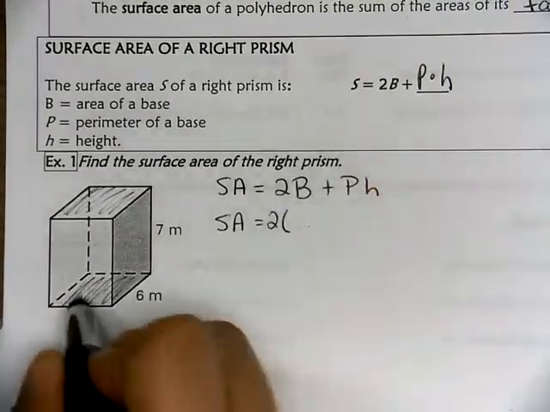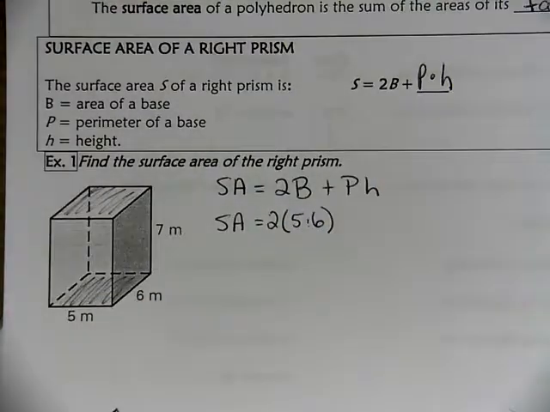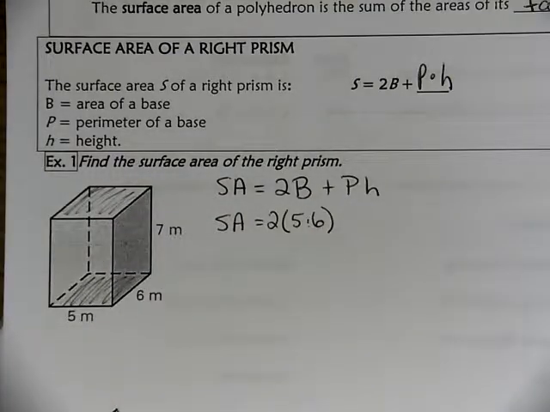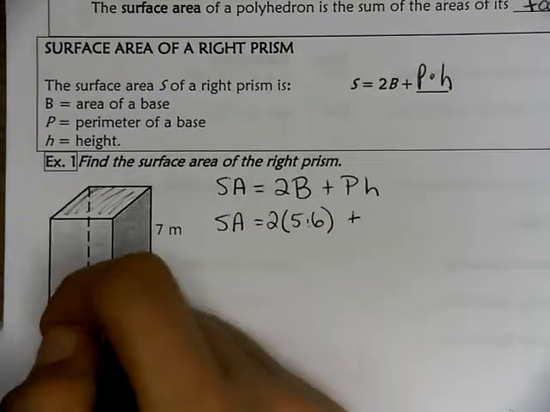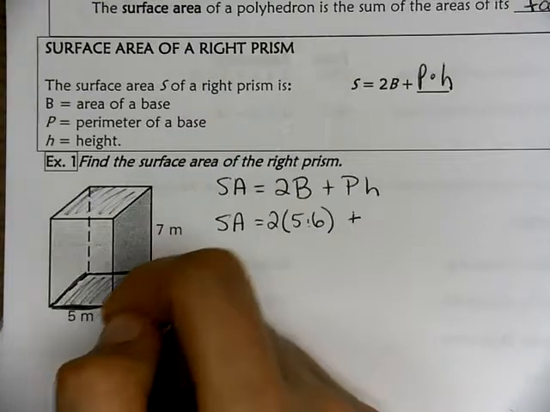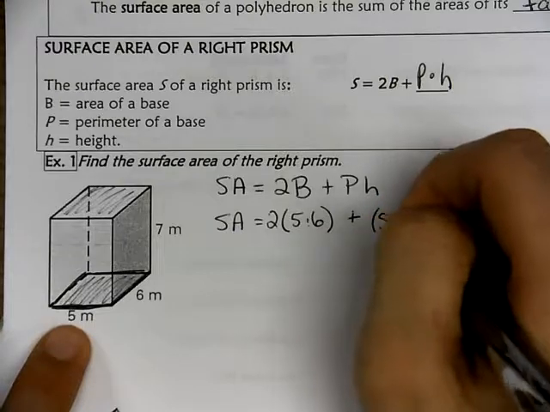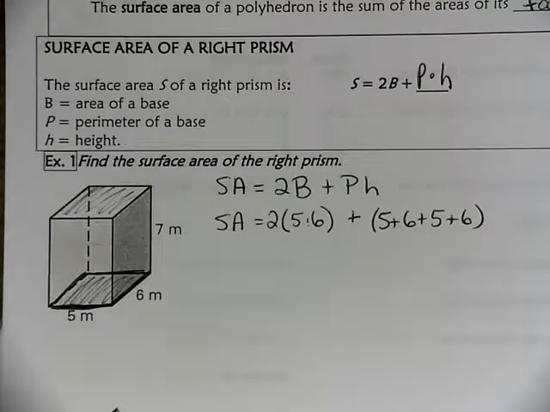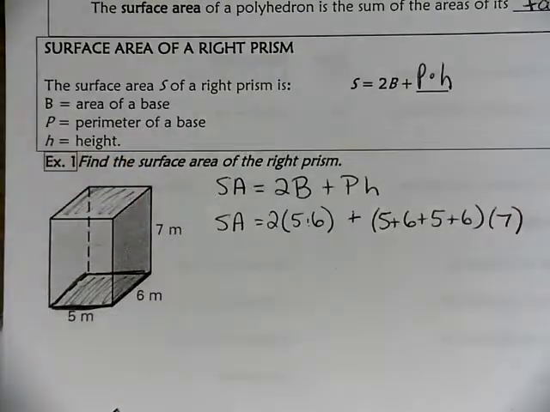So 2 times the area of this 5 by 6 rectangle, I'm just going to multiply 5 times 6. That would give me the area of this rectangle, right? And there's 2 of them. There's a top, there's a bottom. Then I'm going to add the perimeter. I'm going to find the perimeter of the base. So like that part. I'm going to add it all up. So 5 plus 6 plus 5 plus 6. Okay, remember perimeter is when you add up all the sides. The height of the prism is 7.